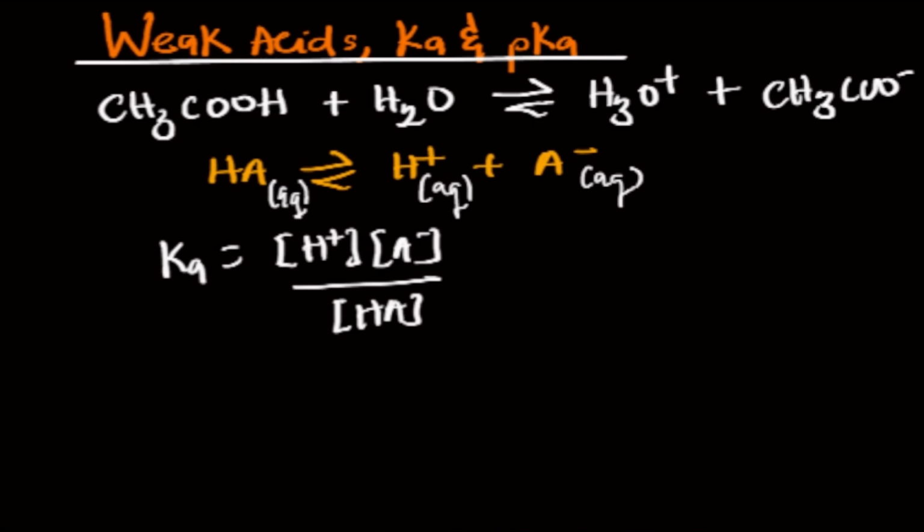Now, I'm going to write this expression to one side here. I'm going to have Ka, which is equal to the concentration of H+, multiplied by A-, then divided by HA. So that's exactly what we are going to have if you write it based on the equilibrium law.